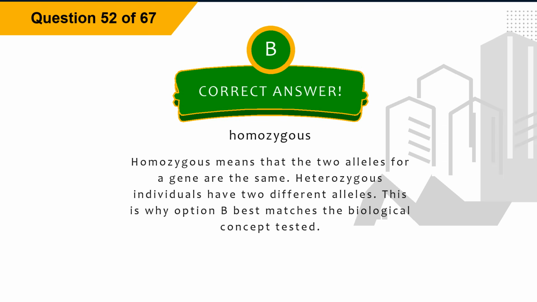The correct answer is option B, homozygous. Explanation: homozygous means that the two alleles for a gene are the same. Heterozygous individuals have two different alleles. This is why option B best matches the biological concept tested.